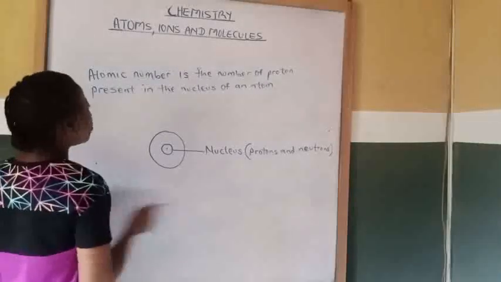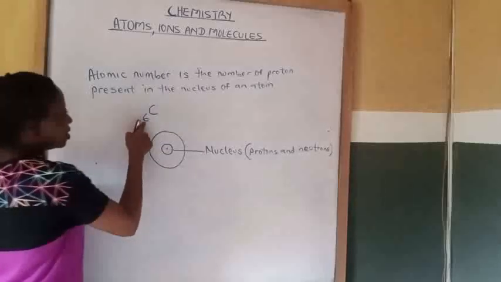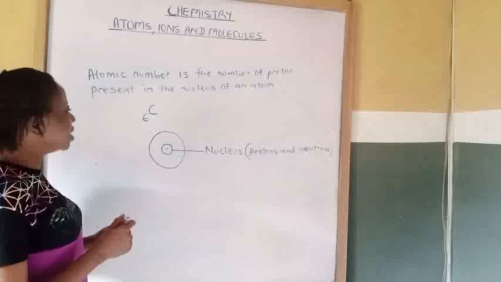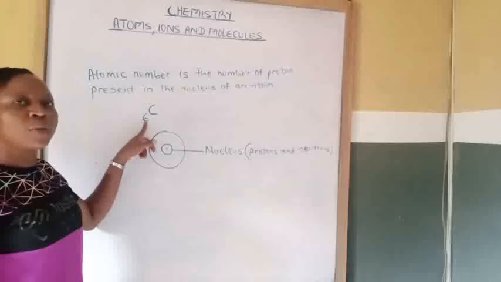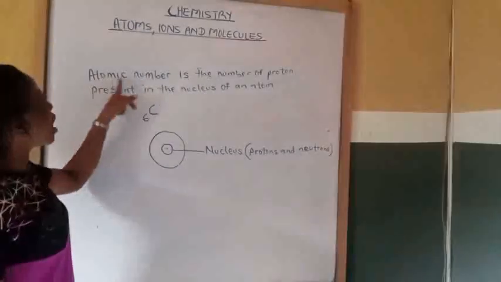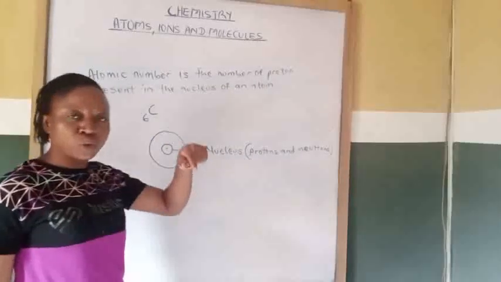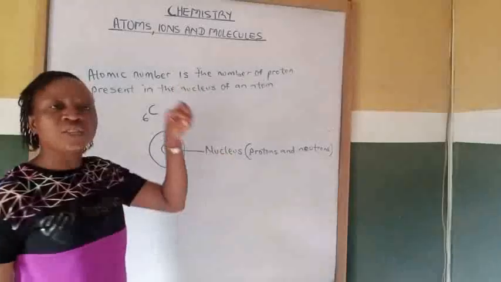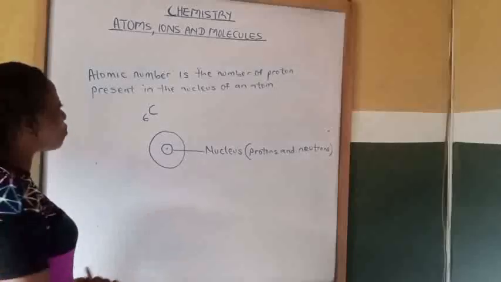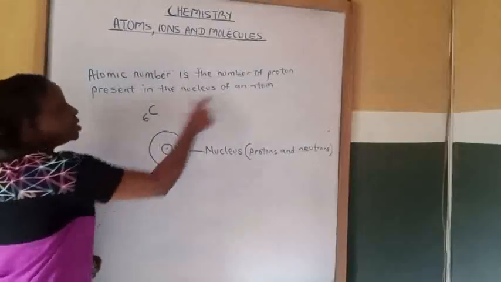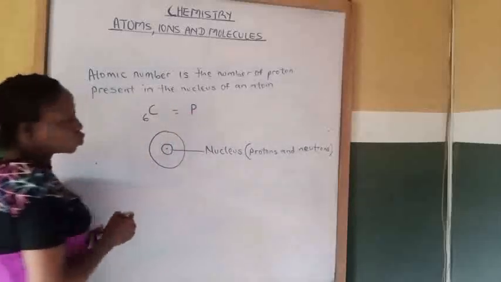Now, let's take an element, for example, carbon. When you count your first 20 elements, carbon is number 6. So the atomic number of carbon is 6. So if the atomic number of carbon is equal to 6, it shows that the number of proton will also be equal to 6. Why? Because according to this definition, the atomic number is the same thing as the number of proton.